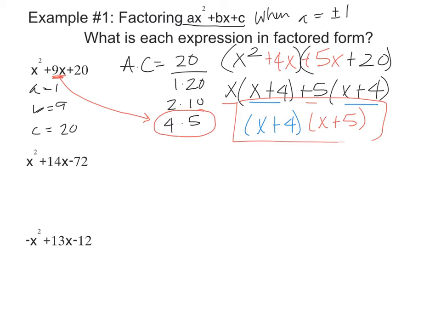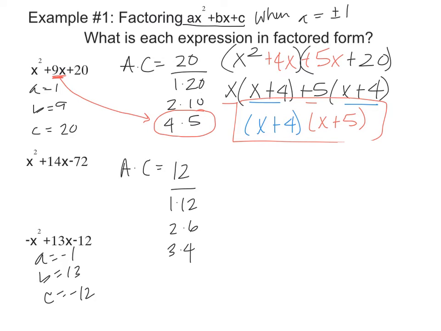Okay, so again, we want to identify A, B, and C. So A is negative 1, B is 13, C is negative 12. Okay, A times C will give us positive 12. So the factors of positive 12 are 1 and 12, 2 and 6, 3 and 4. Again, we need to ask ourselves what combination is going to give us 13, and I hope that we see that the combination that's going to give us 13 is 1 and 12.